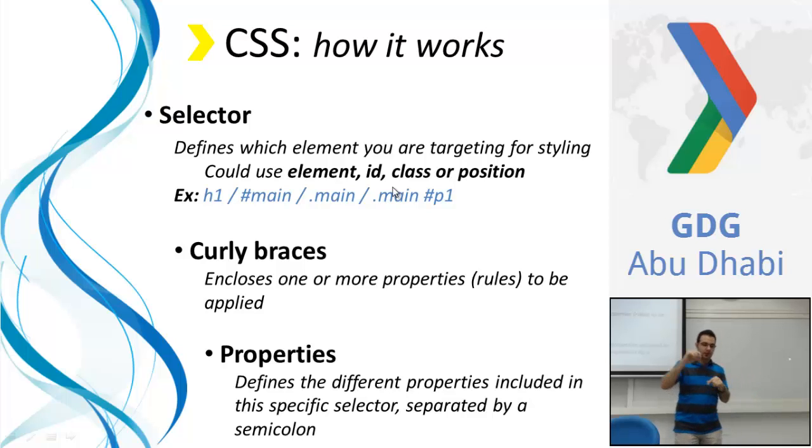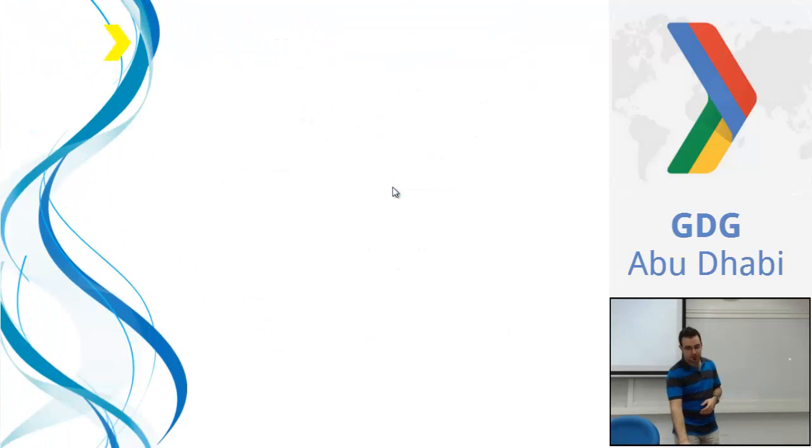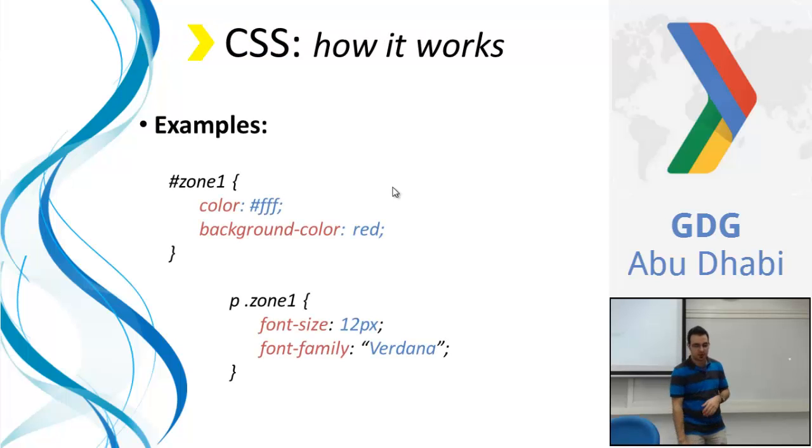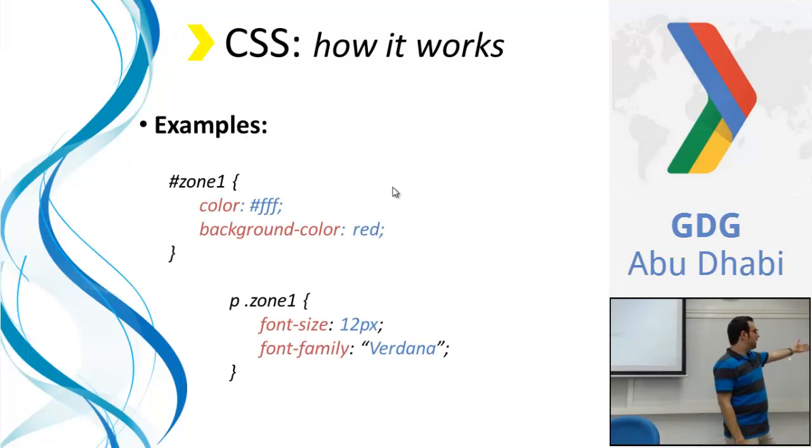The second part is the curly braces. So after you write your selectors, you just open and close the curly braces, where you will write all your properties. The properties are mainly the color or background or picture or whatever, which tells the browser how to style each element. Let's have a couple of examples. Here we have the hash zone, so we select an element with the ID zone 1.